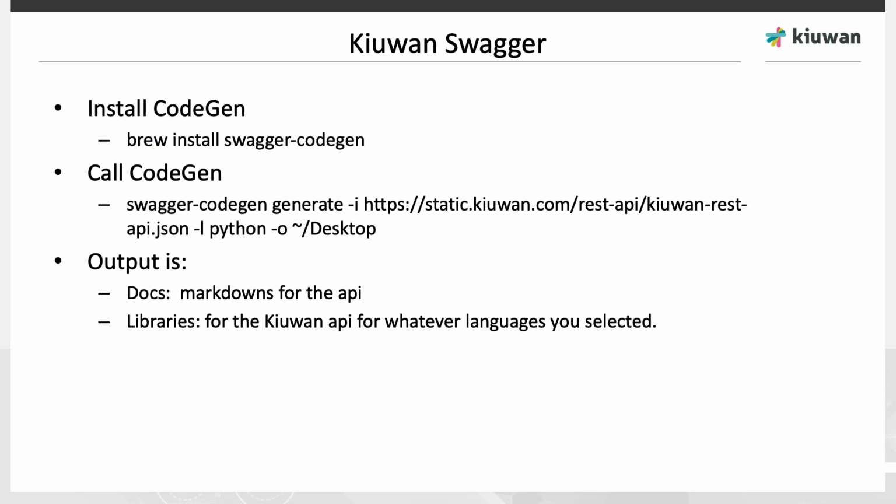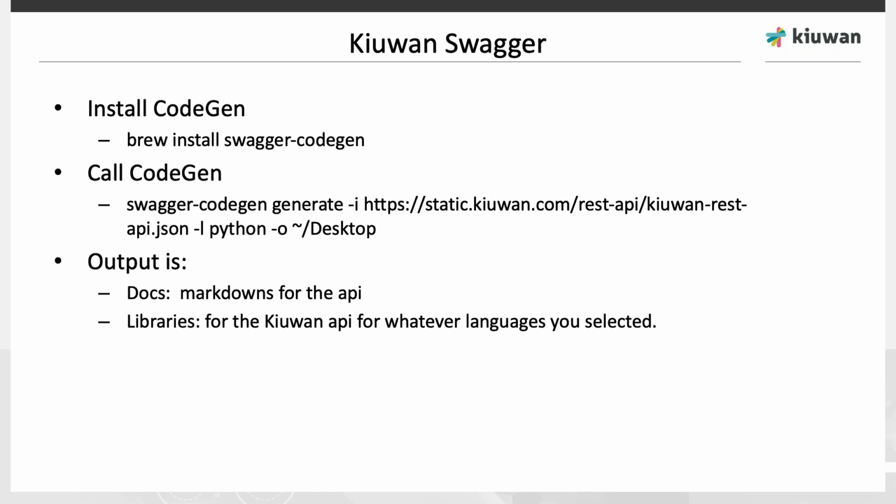So if you choose to go the Swagger route, like I said, you can go to our website and download the Swagger JSON. You can install CodeGen, so you can go to Open API and read on how to install the package for your operating system. In my case, I'm on a Mac, so I get away with just running brew and installing the Swagger CodeGen.